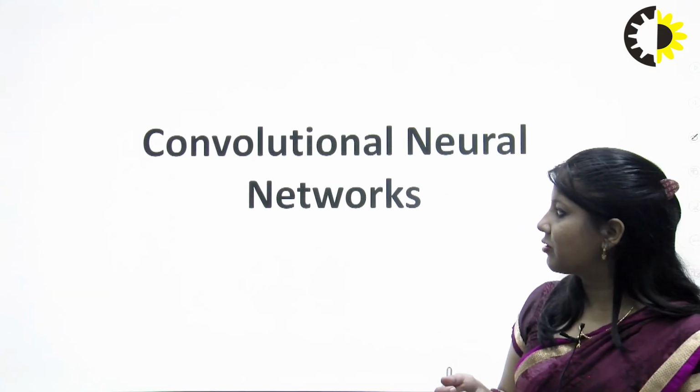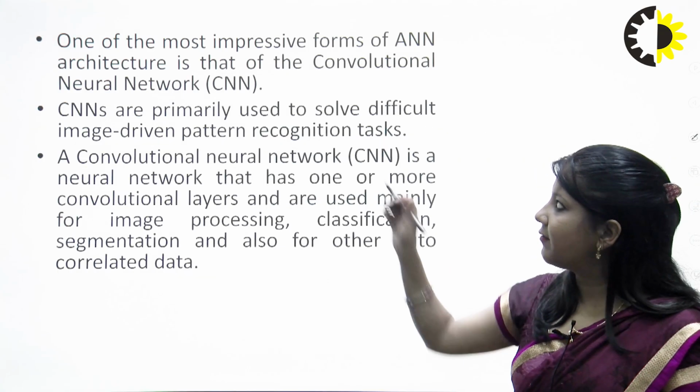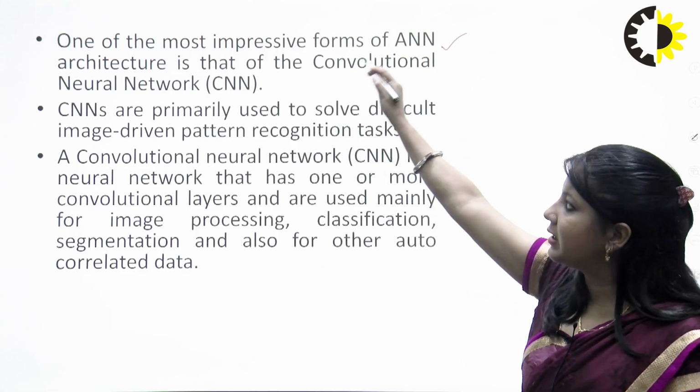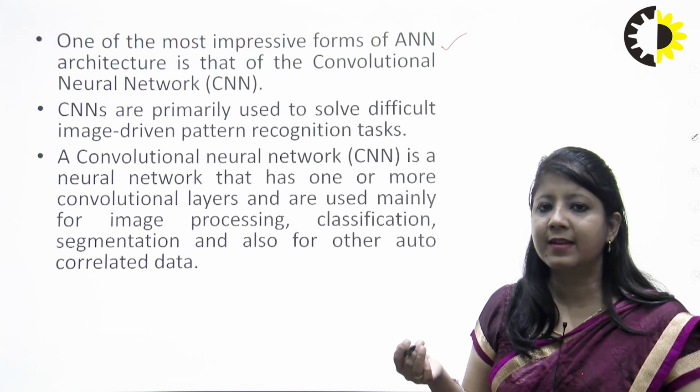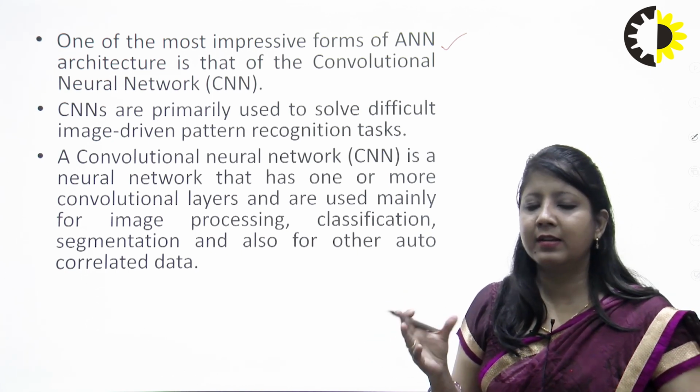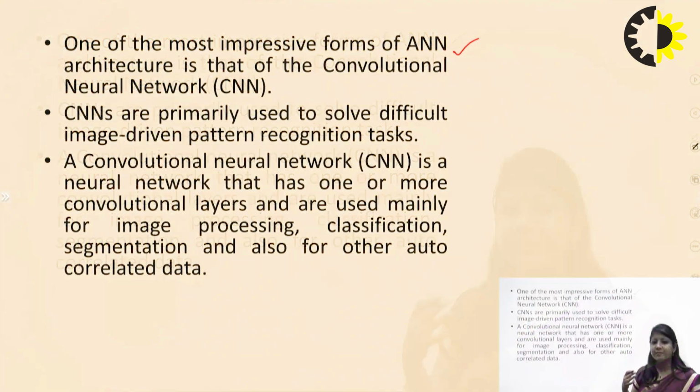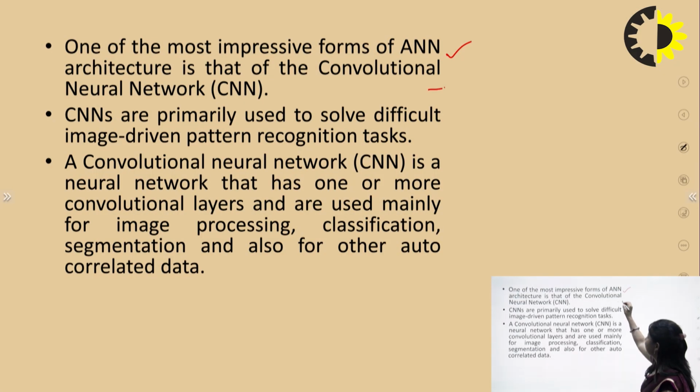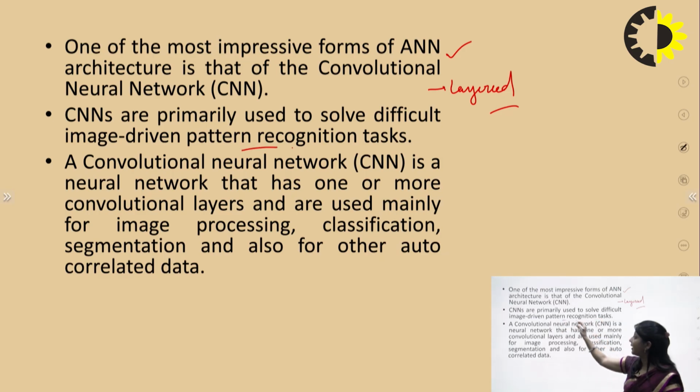So what is this convolutional neural network? It is one of the most impressive forms of artificial neural network architecture. Its architecture is the same as in a neural network: we have input layers, some hidden layers, and an output layer. So it is a layered architecture with different layers, and CNN is used to solve image-driven pattern recognition tasks. Generally we use it for image classification, and a CNN has one or more convolutional layers.